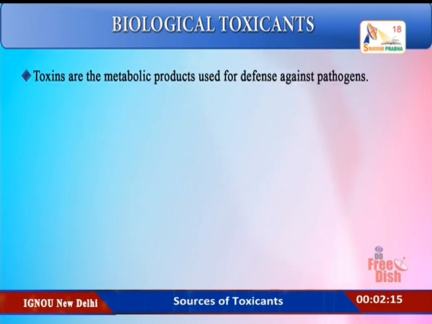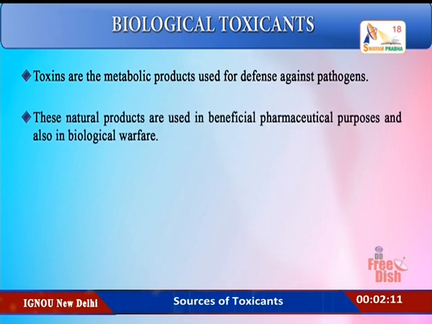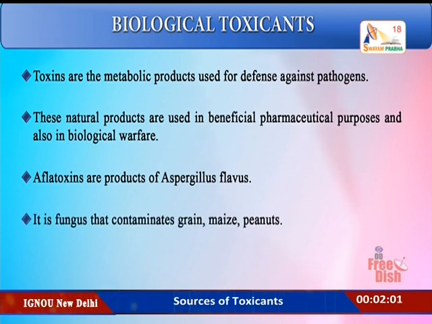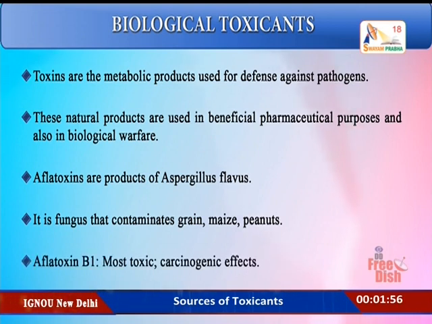These toxins are metabolic products used for defense against pathogens. These natural products are used for beneficial pharmaceutical purposes and also in biological warfare. Aflatoxins are products of Aspergillus flavus. It is a fungus that contaminates grain, maize, and peanuts. Aflatoxin B1 is the most toxic and it has carcinogenic effects.